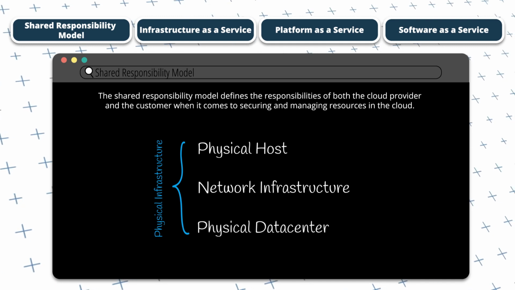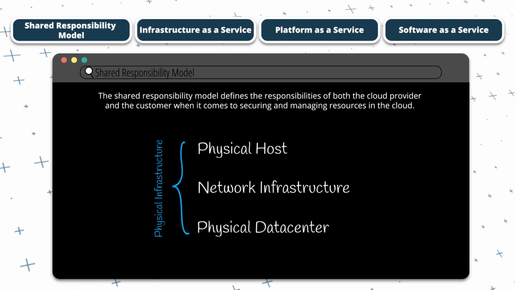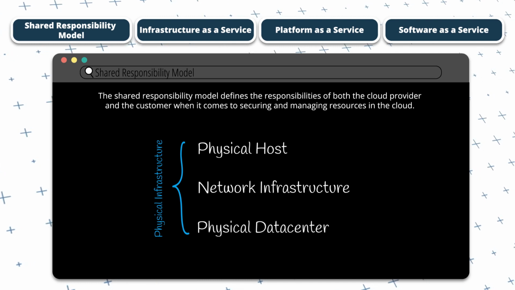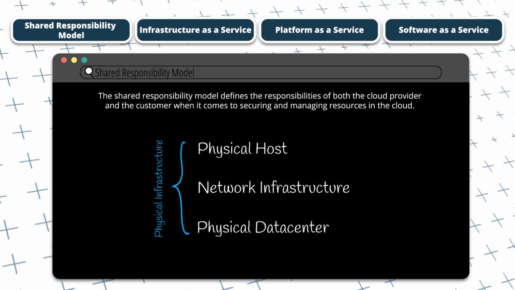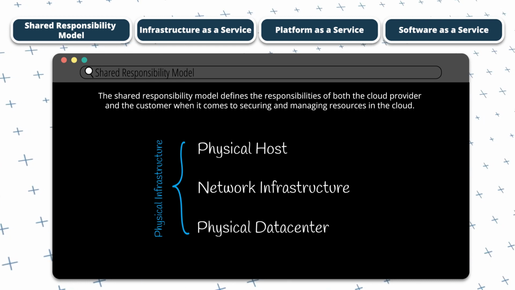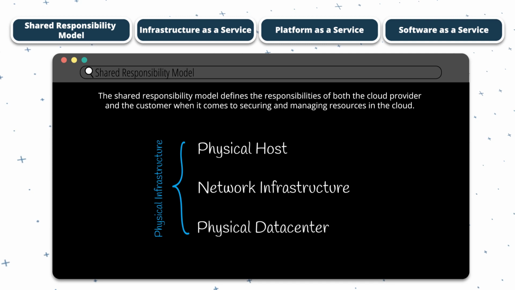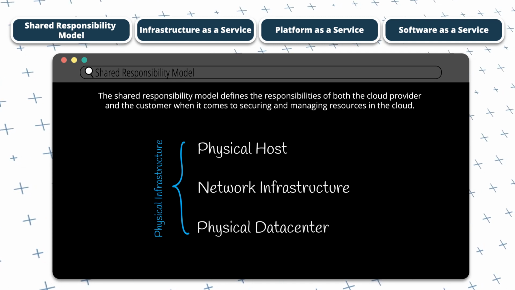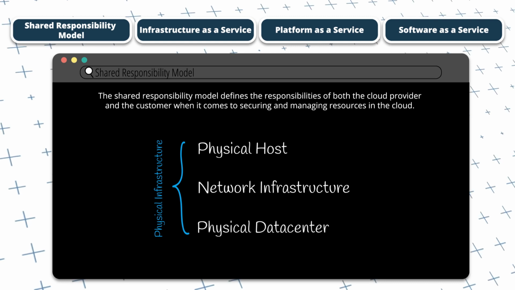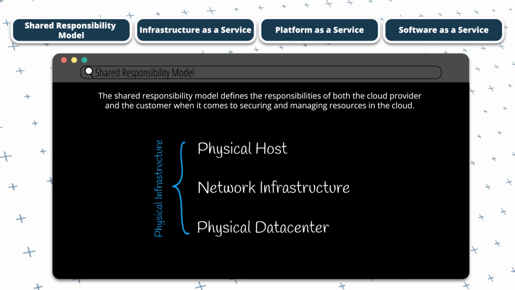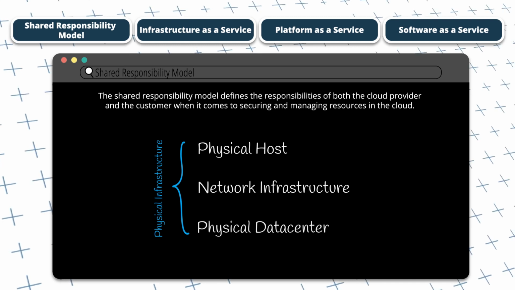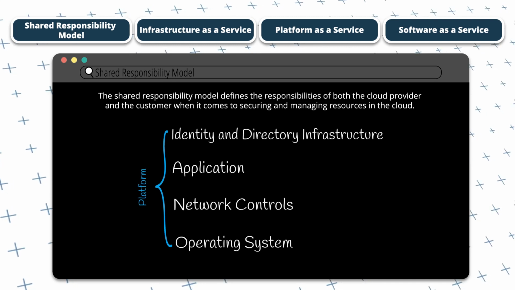Network infrastructure security. This refers to the measures that are taken to protect the network infrastructure of a system from unauthorized access, data breaches, and other security threats. Physical host security. This refers to the physical security and management of the underlying infrastructure, such as the physical servers, networking, and data centers. The responsibilities I've discussed so far relate to physical infrastructure.